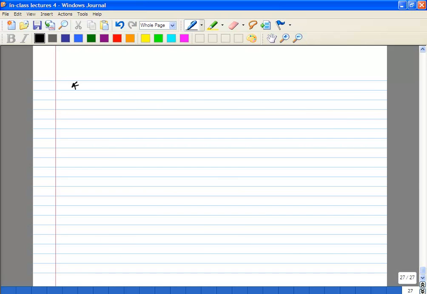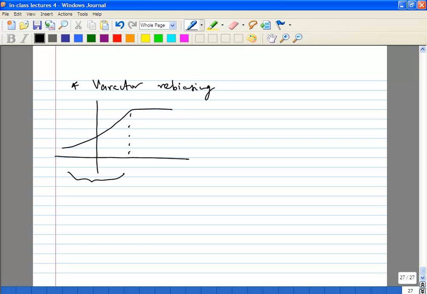So the other thing you need to know is varactor rebiasing. If you remember, some of the varactors we looked at had curves which look like this. So the tuning range you get is in this range. What you actually want from your circuit is probably like this.